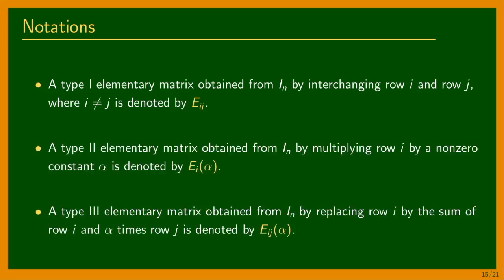If a matrix was obtained from I_n by interchanging rows i and j, where i is not j, that matrix will be denoted by E_ij. Type 2 matrix: if a row i is multiplied by alpha, the resulting matrix from the I_n will be denoted by E_i(alpha). Type 3: if a type 3 operation of this form is obtained from the identity, then it is denoted by E_ij(alpha), like what I have told you.